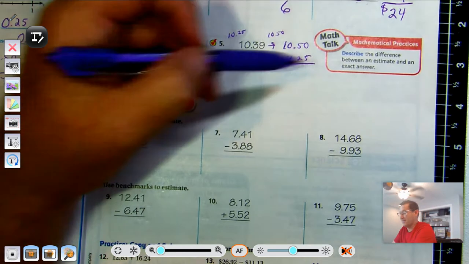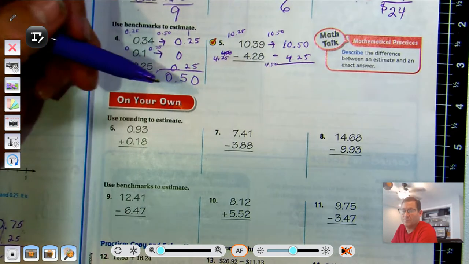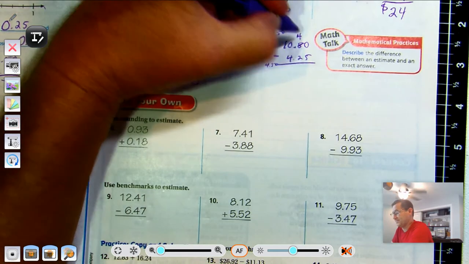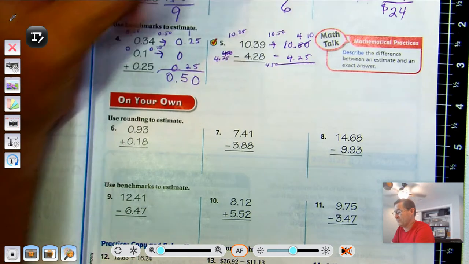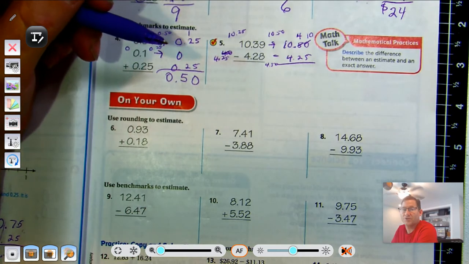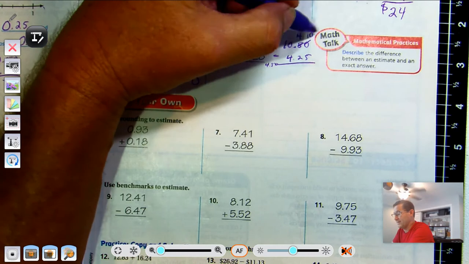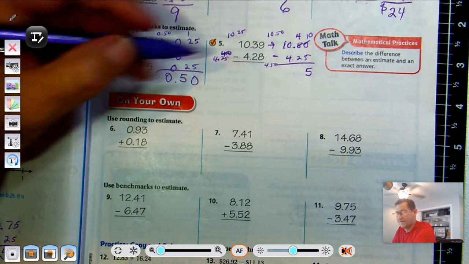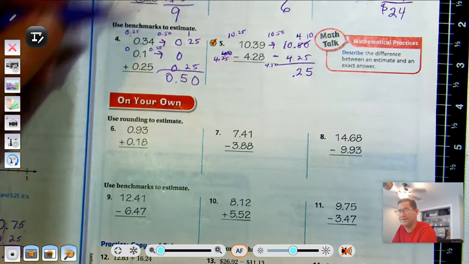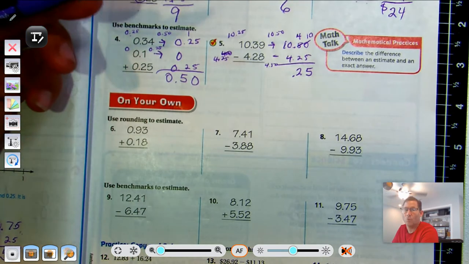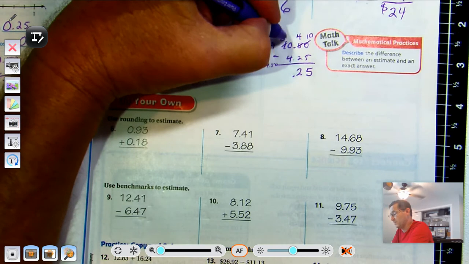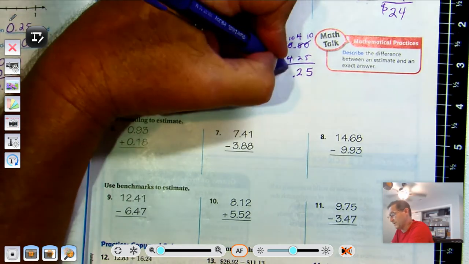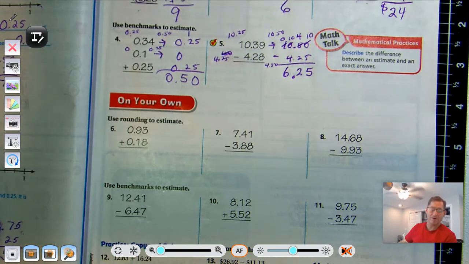Okay, subtract. You can't take 5 hundredths from no hundredths, so we have to regroup from the tenths. We're going to exchange the 10 tenths for 10 hundredths. Now we can subtract. 10 hundredths take away 5 hundredths, 5 hundredths. 4 tenths take away 2 tenths, 2 tenths. I can't take 4 from 0, so I'm going to regroup from the tens. 10 ones take away 4 is 6. 6 and 25 hundredths.